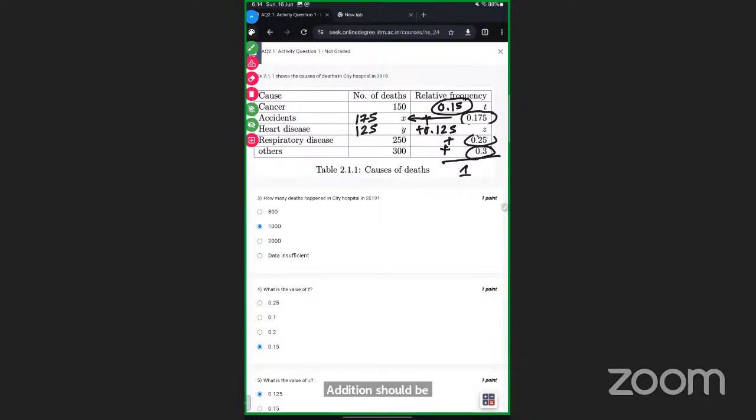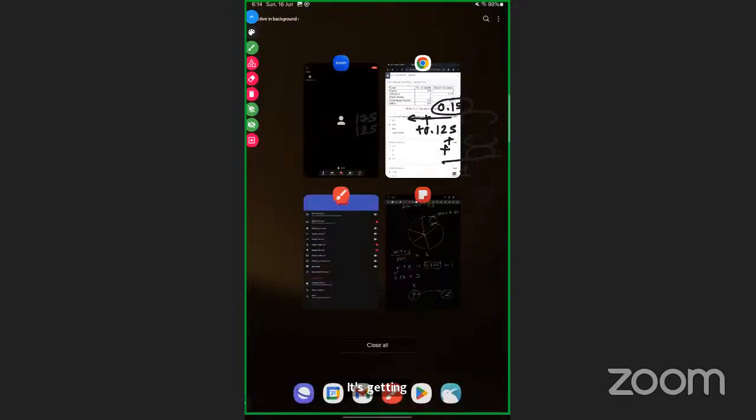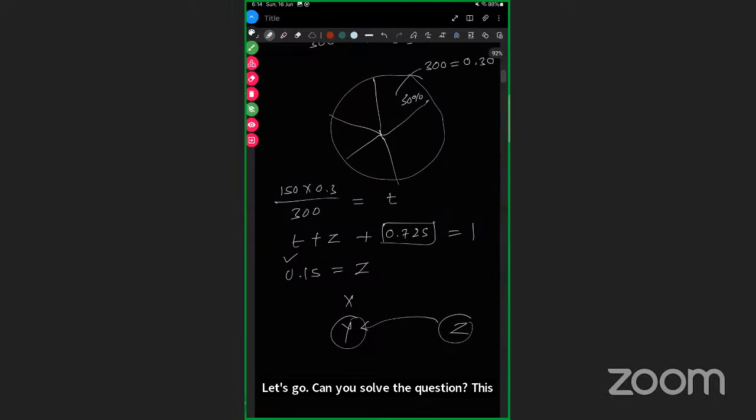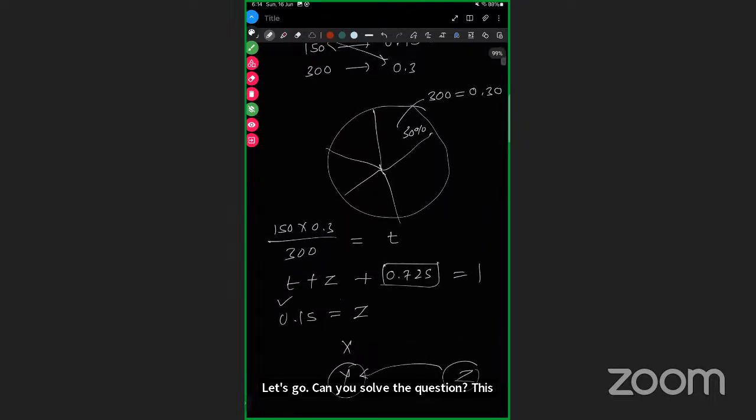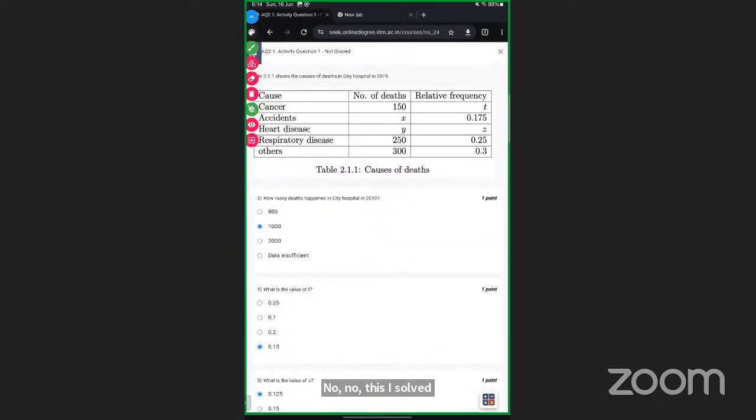Please go on the other screen, sir. Which screen? This screen. When you solve the question, which screen do you solve it on? Please scroll down. No, this one. I solved it there only, and I removed that. That doesn't exist anymore.